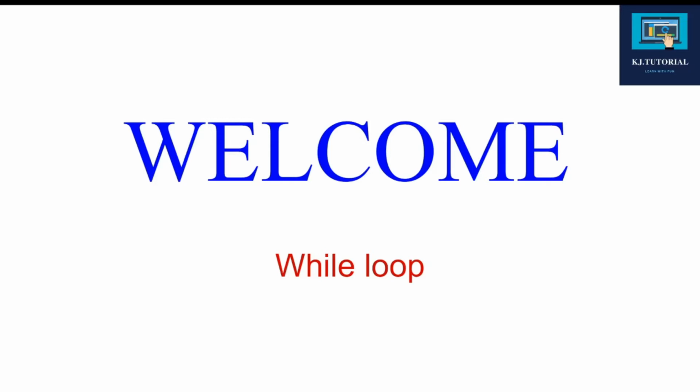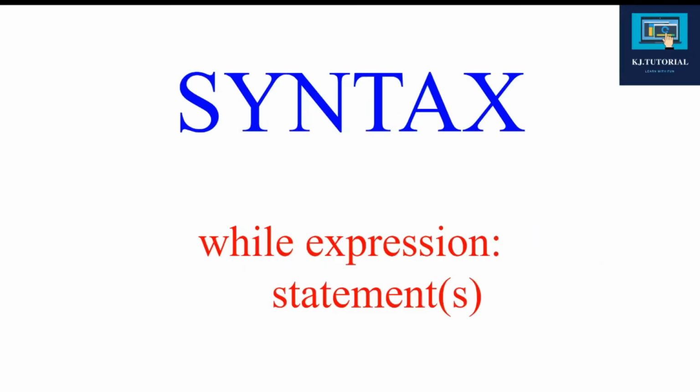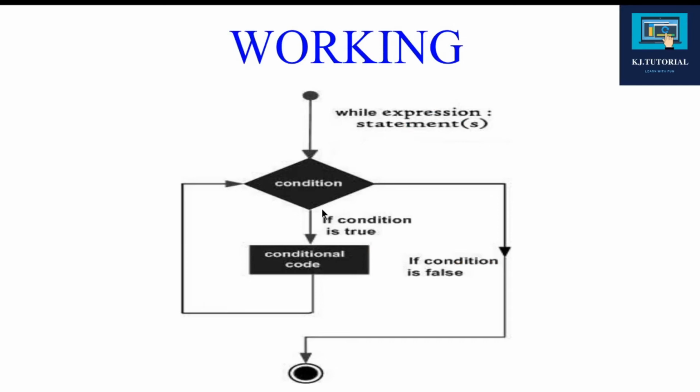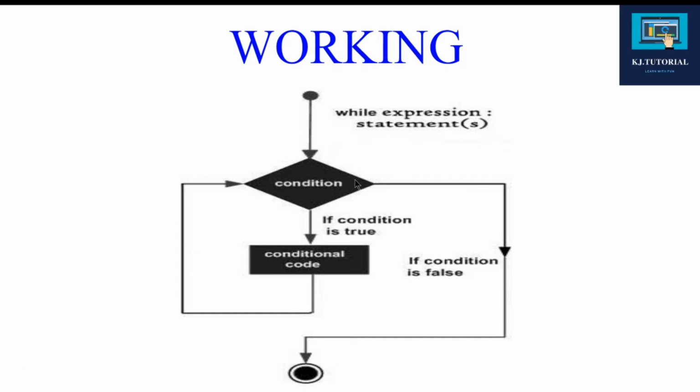Today we will see about while loop. A while loop statement in Python programming language repeatedly executes a target statement as long as a given condition is true. The syntax of while loop is: while expression colon, and then your statements with some indentation gap. The working of while loop is: if the condition is true, then the while loop will execute again and again, and if the condition is false, it will come out of the loop.